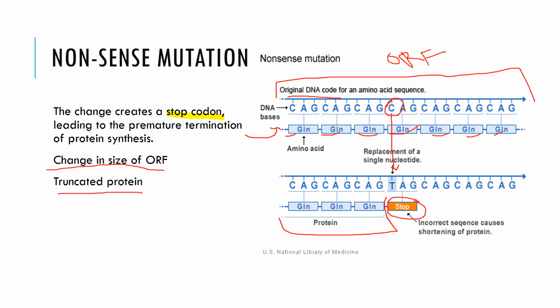What is the truncated protein? A truncated protein is a premature protein with a small size or short length. If there is a truncated protein, it can be non-functional. So you can see that the nonsense mutation will affect the open reading frame, leading to the production of a truncated protein, and in that case the protein can be non-functional. So nonsense mutation has a deleterious effect.